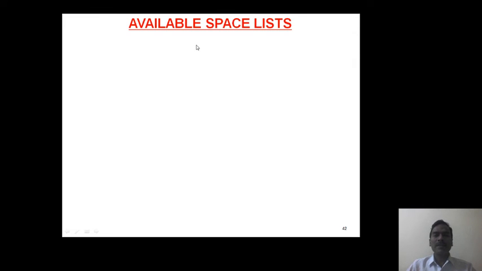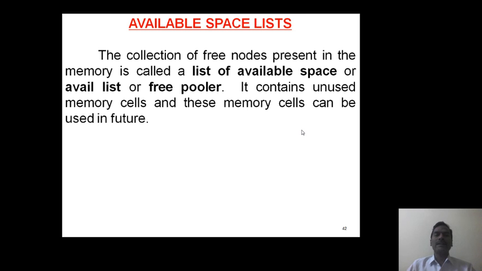Now the next concept, available space list. Listen, the collection of free nodes present in the memory is called the list of available space, or avail list, or free pool. So here it contains unused memory cells, so that these memory cells can be used in the future.